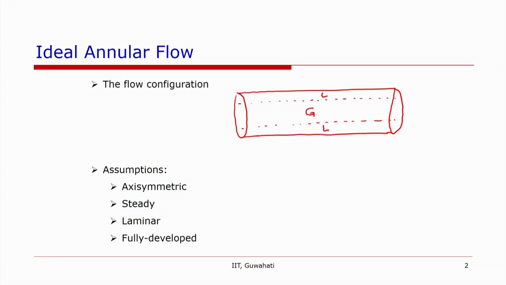Okay. And the radius of the channel is capital R, and the radius of the interface, let us name it as Ri, and we have properties of liquid rho L and rho G, and mu L and mu G are the density and viscosities of gas and liquid.